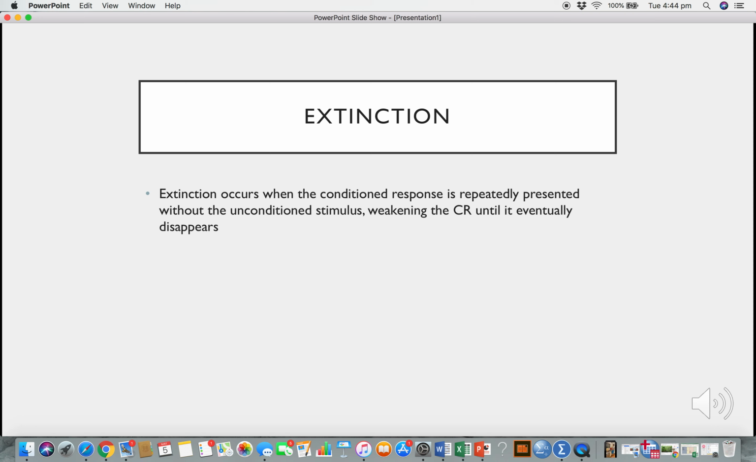Extinction occurs when the conditioned response is repeatedly presented without the unconditioned stimulus, weakening the CR until it eventually disappears.